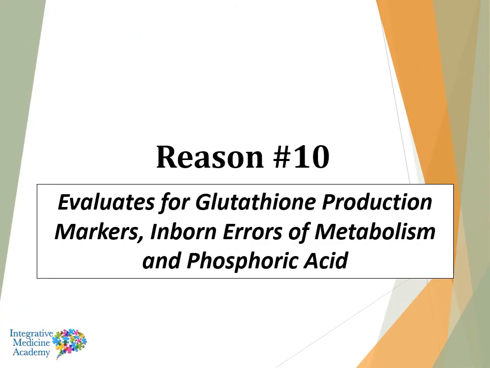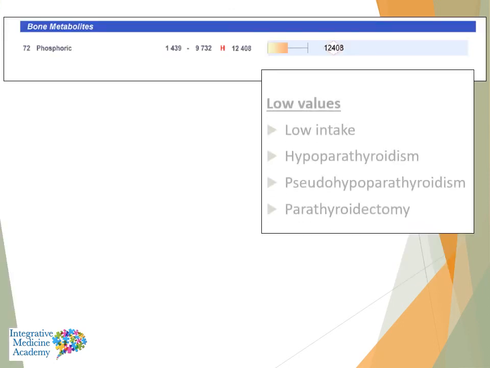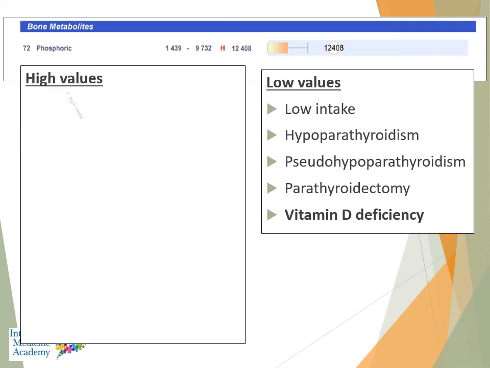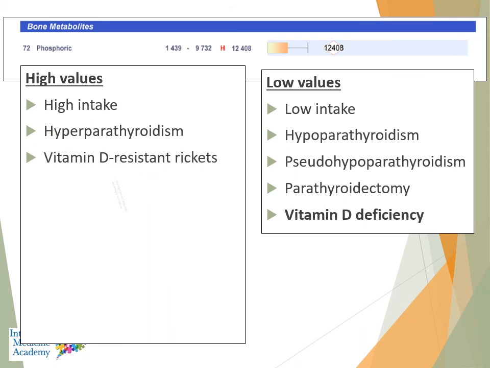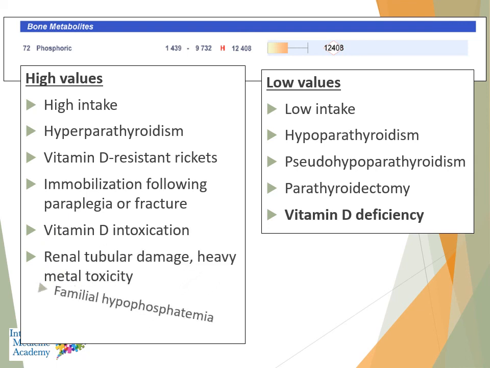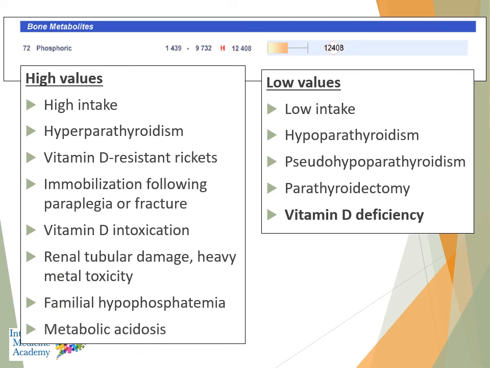And finally, reason number 10 is to evaluate for glutathione production problems and what are called inborn errors of metabolism. Phosphoric acid is a marker that gives an insight into the potential aspects of vitamin D metabolic problems. There are a lot of reasons that phosphoric acid can be high or low. The most common reason the values are elevated would be due to some kind of metabolic acidosis type of problem.